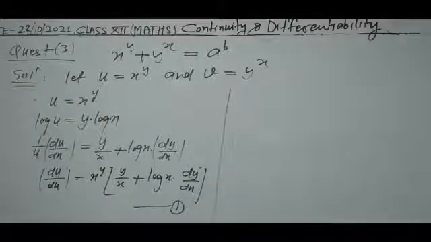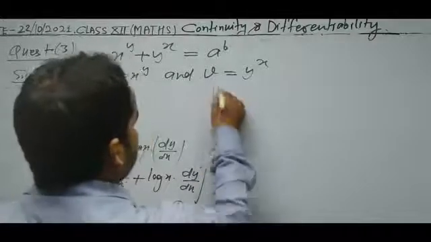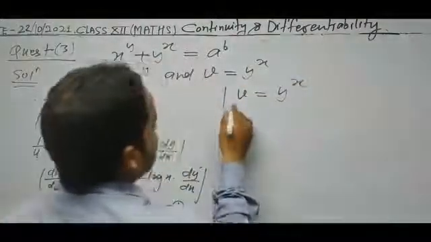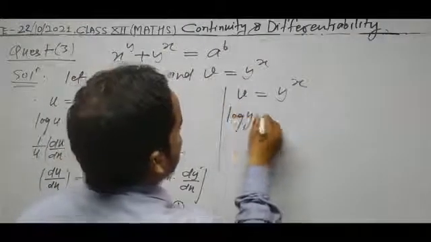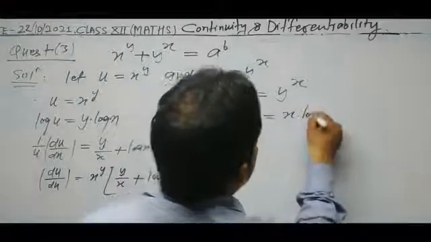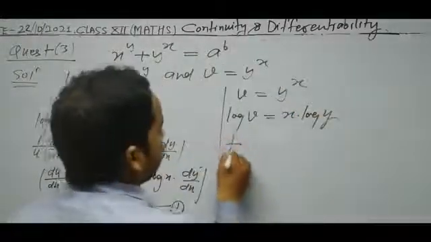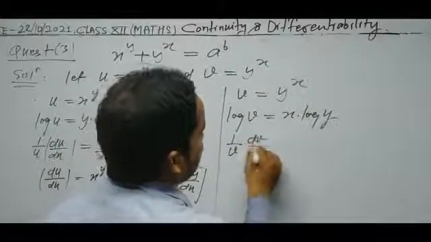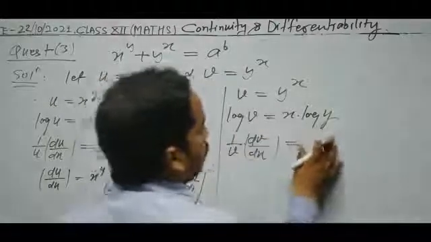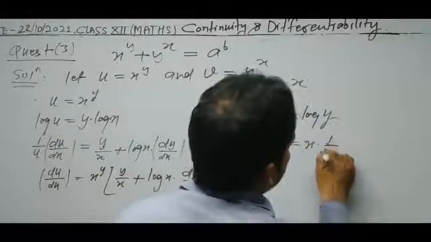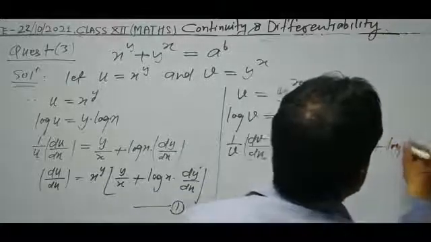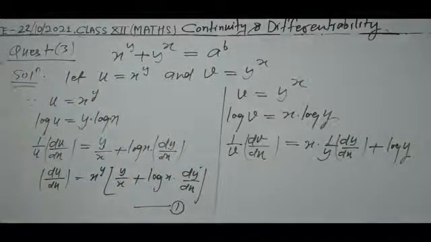Now for v is equal to y to the power x, in this function again operate log, so this result will be x times log of y, and this differentiation will be 1 upon v dv by dx is equal to, by using the product rule, first function into derivative of second function plus second function into derivative of first function, result is 1.